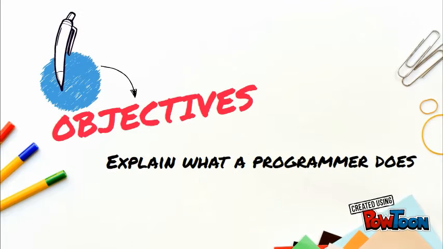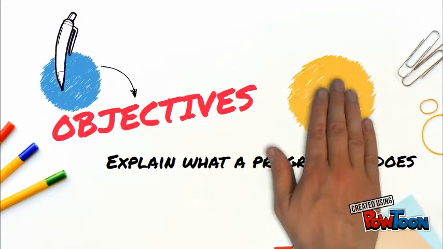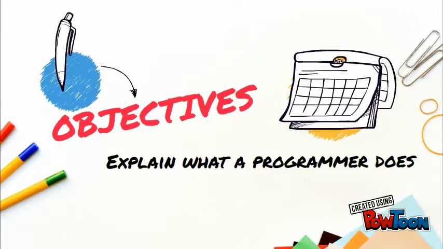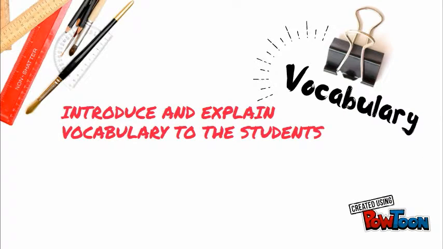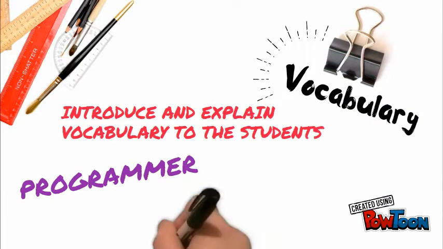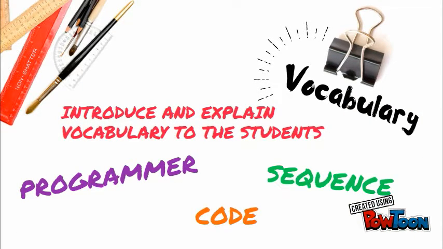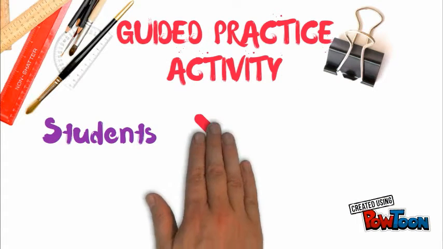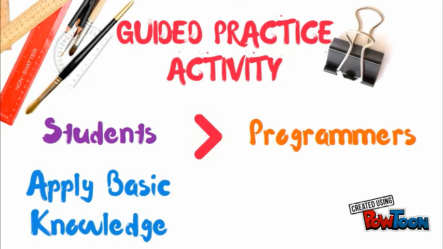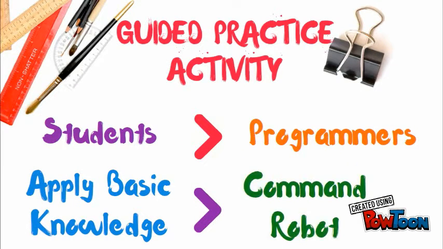Objectives. Students will be able to explain what a programmer does. Students will be able to use basic programming language to move a robot forward and jump. Vocabulary. Introduce and explain vocabulary to students, such as what a programmer does, what a code is, and sequence, also known as the order of events. Under guided practice, students will act as programmers and apply basic knowledge of programming language and sequence to command a robot to move forward and jump.